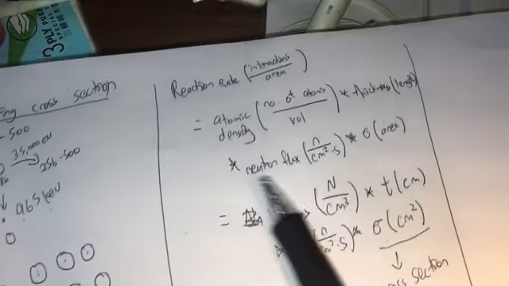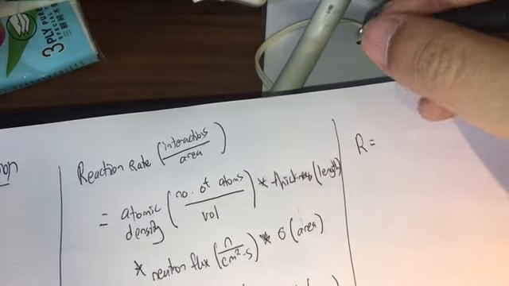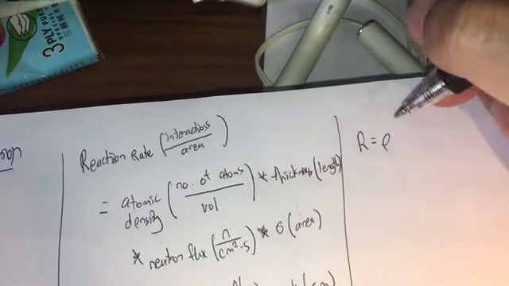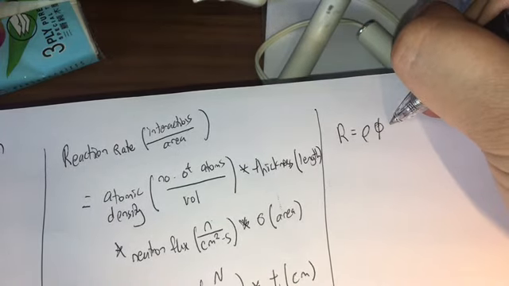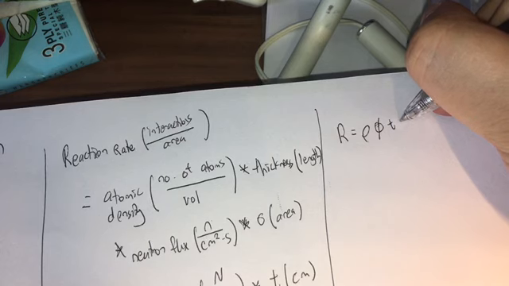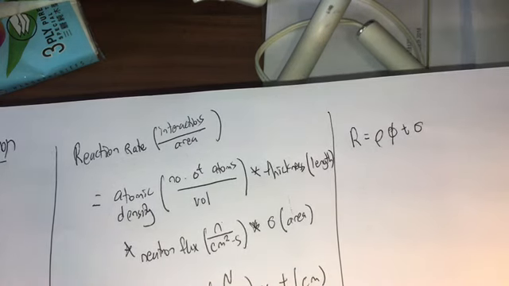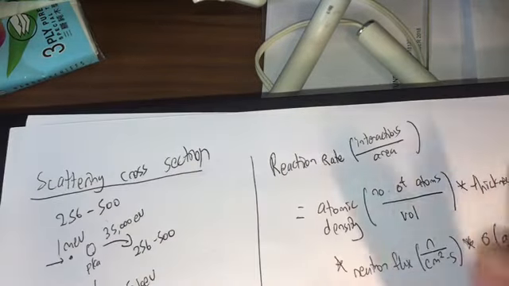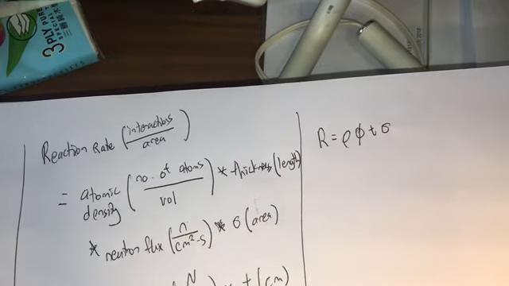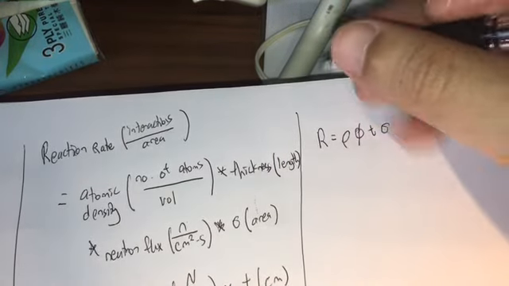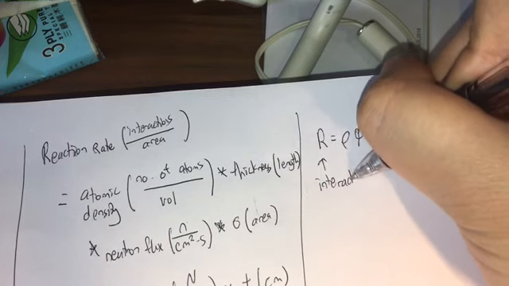Now, for this equation, let me write it. R equals, maybe we have rho to represent atomic density, times phi, times T, times cross section sigma. So if we look at this reaction rate, we have interactions per area. But if we want, we can simplify it into interactions per volume. So this is interactions per area, or reactions per area.